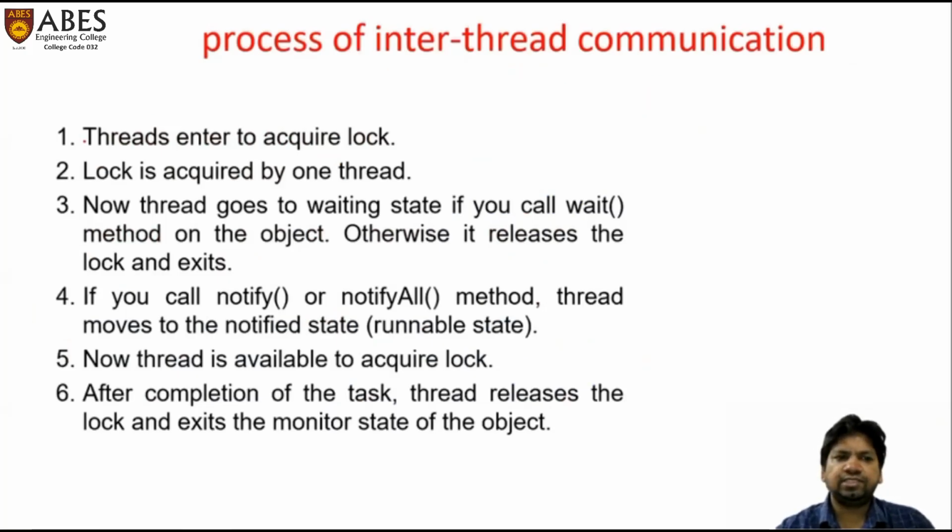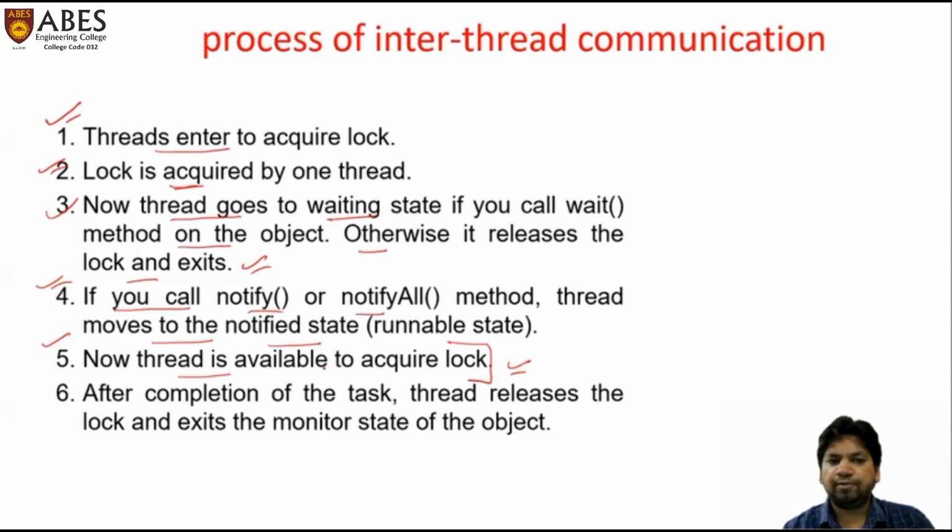If you look at the process of inter-thread communication, first, a thread enters and acquires the lock. Second, the lock is acquired by one thread. Now the thread goes to the wait state if you call the wait method on the object; otherwise it releases the lock and exits. Fourth, if you call the notify or notifyAll method, the threads move to the notified, runnable state. अभी runnable state में आ जाता है इसके बाद. Now the thread is available to acquire the lock. अब वो lock acquire करेगा. And in the sixth part, after completion of the task, the thread releases the lock and exits the monitor state of the object. These are the parts of the process, divided into six parts.